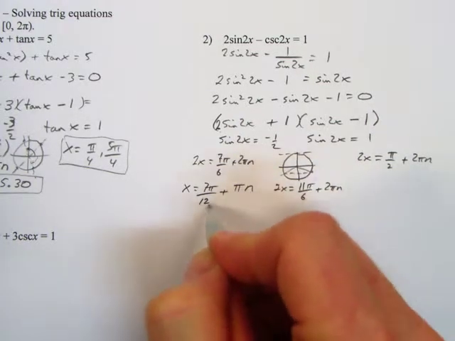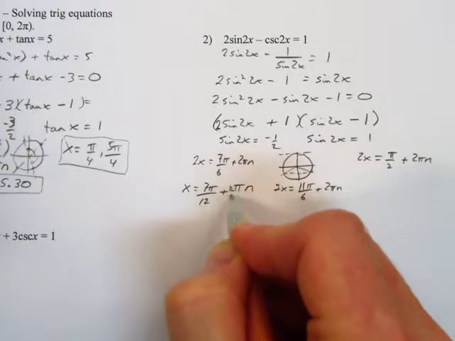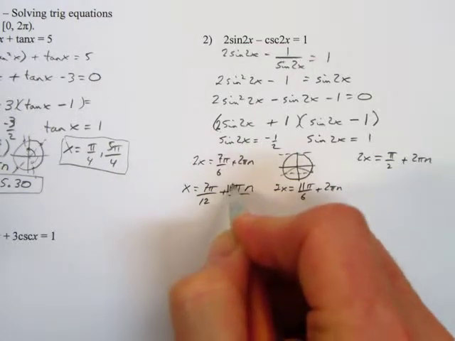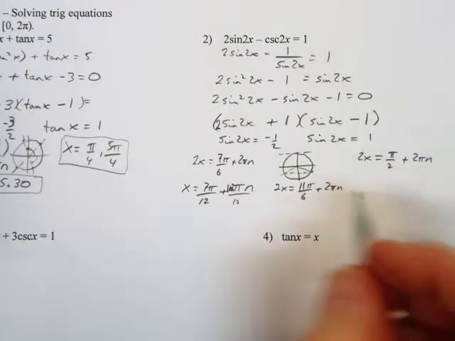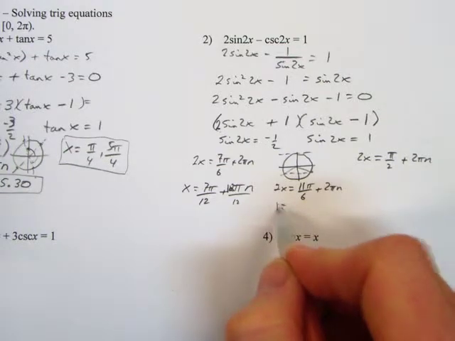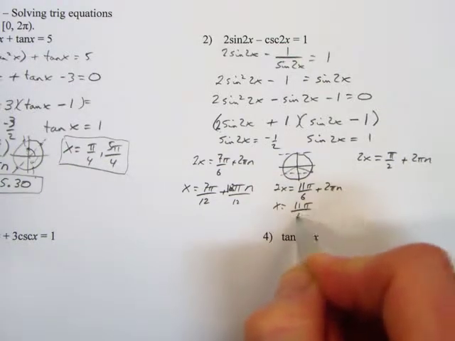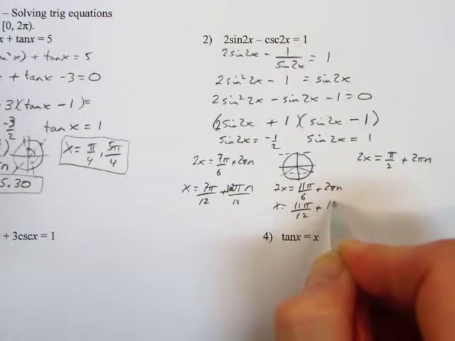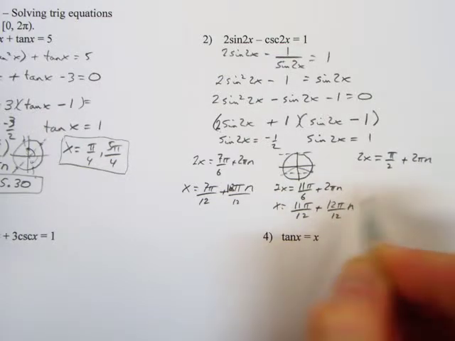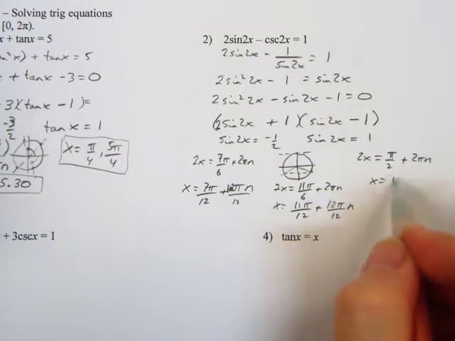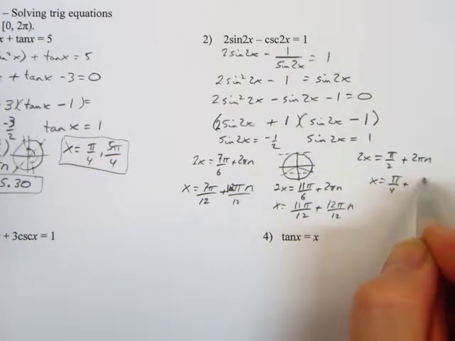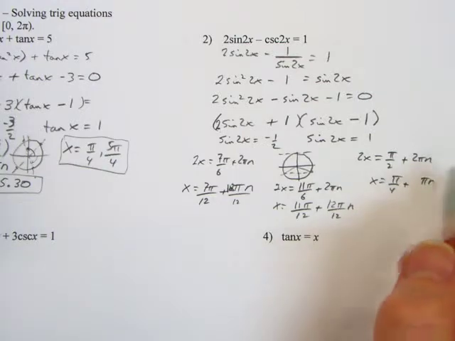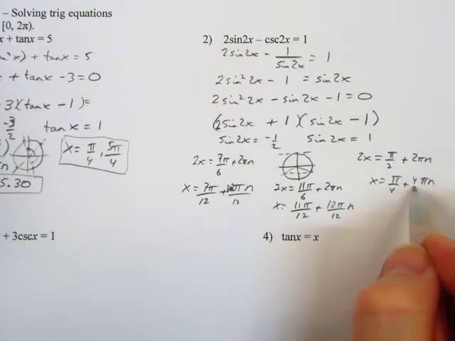Now since this is a denominator of 12, we can just put in a 12 over 12. And over here we'll get x equals 11 pi over 12 plus pi n, and that pi n would be 12 over 12 pi n. And on the last one we'll get pi over 4 plus pi n. But this time, instead of putting it over 12, I'll put it over 4.